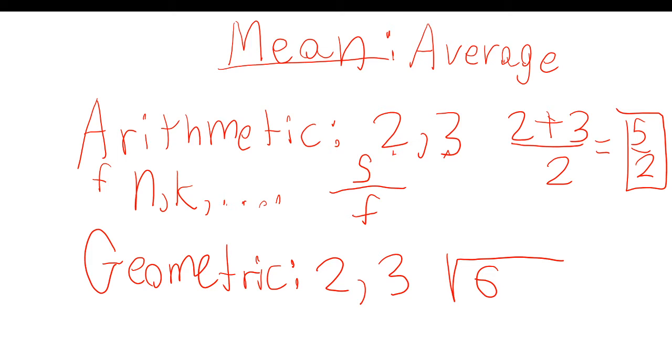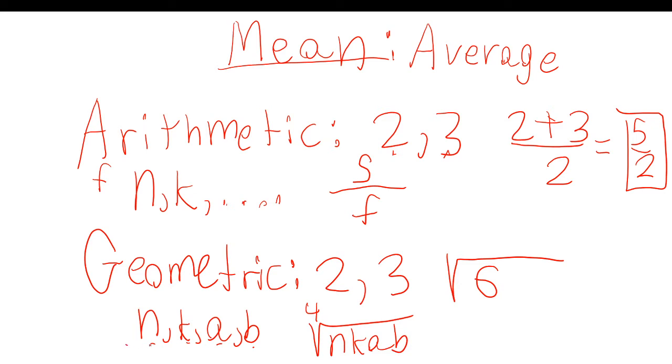Whenever you have the geometric mean, let's say we have n, k, a, b. The way we compute the geometric mean is by taking the nth root, where n is the amount of numbers. We have 1, 2, 3, 4 numbers, so n is equal to 4. Then we take the product of the numbers, n, k, a, b. We take the 4th root of the product n times k times a times b. All of these are getting multiplied. And that's how you compute the geometric mean.